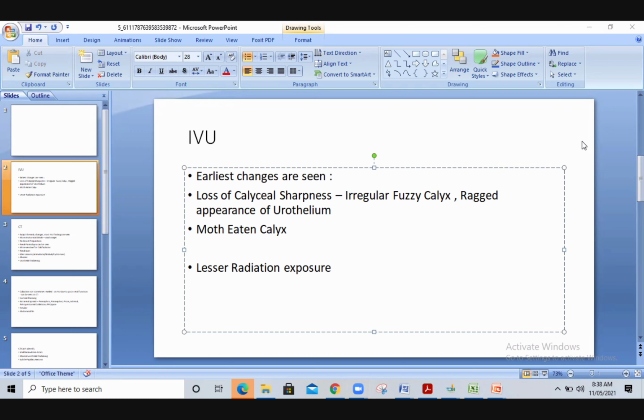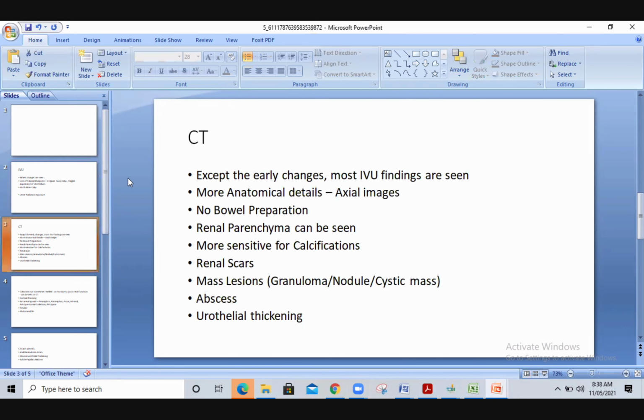Apart from this, there is a little less radiation exposure in IVU as compared to CT scan. Coming to CT, except for these early changes, most of the IVU findings can be seen on CT scan as well. It also gives more anatomical detail as we have axial images. There is no need for bowel preparation. The renal parenchyma can also be seen, which is not available in IVU. Calcifications can be seen on IVU as well, but CT scan is more sensitive in diagnosing calcifications.